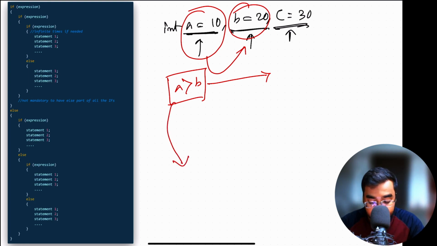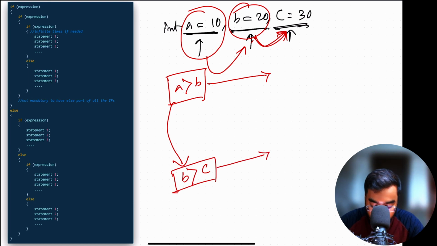check whether b is greater than c or not, because if a greater than b is false, then obviously b is greater than a. Then b has to check which one is greater. So we'll be checking b greater than c or not. If this is true, then obviously b is greater. As it is false, then obviously the result would be c.